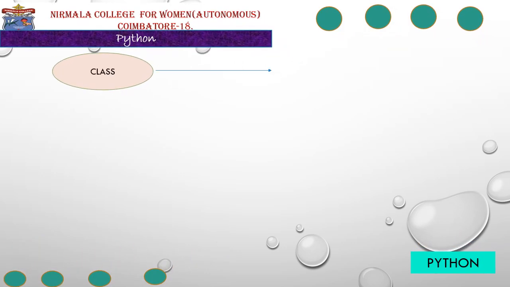So, class. A class is a collection of objects. It contains the blueprint or prototype from which objects are created. It is a logical entity that contains some attributes and methods.